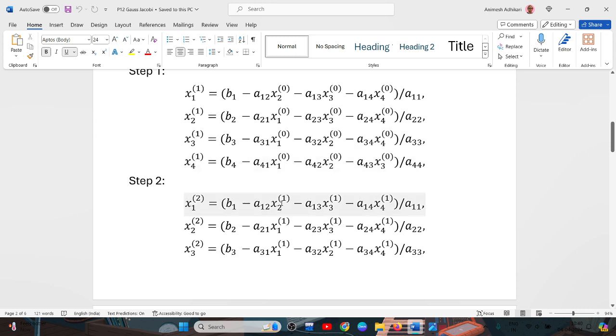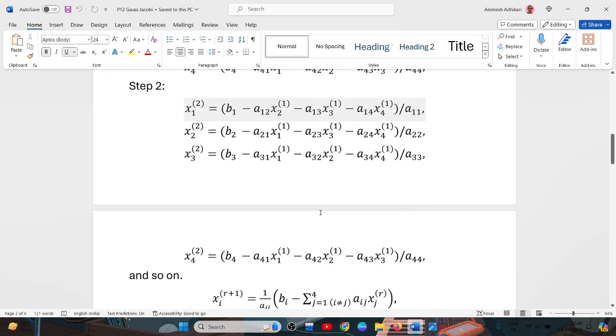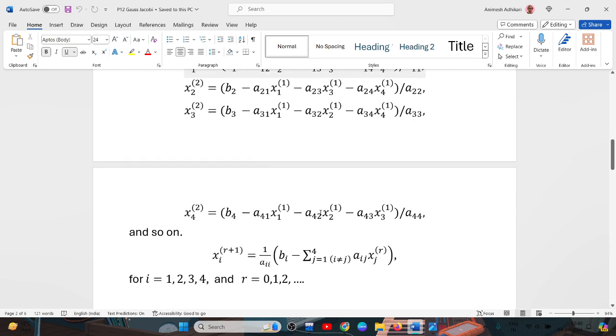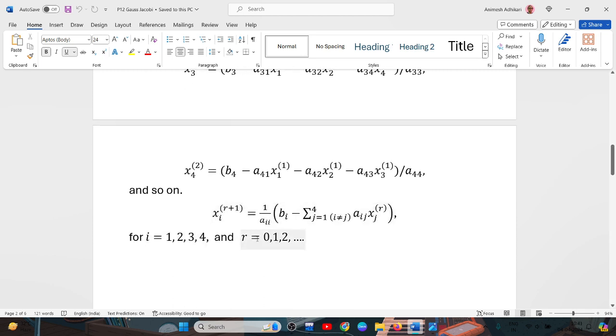So these x2, x3, x4 on the right hand side are from step 1, and this is the new value x1^(2), the improved value of x1, and these are the old values of x2, x3, x4 from step 1. And in this way, step 3, step 4, you go on, and so on. And in general, this is the new value of xi in the (r+1)th step.